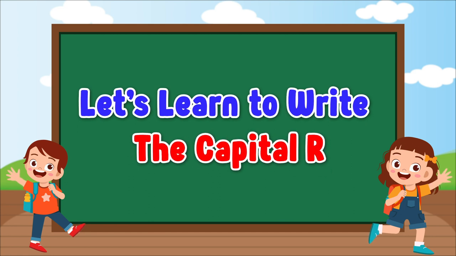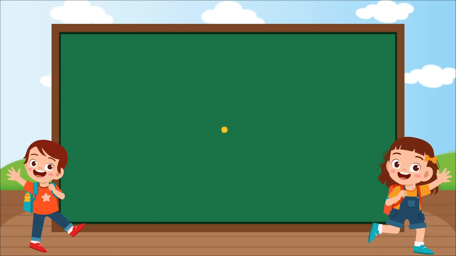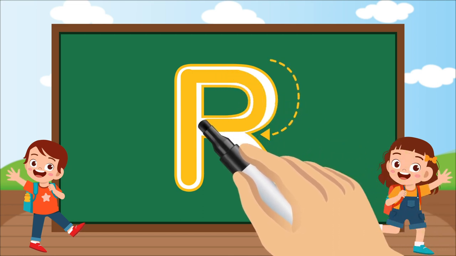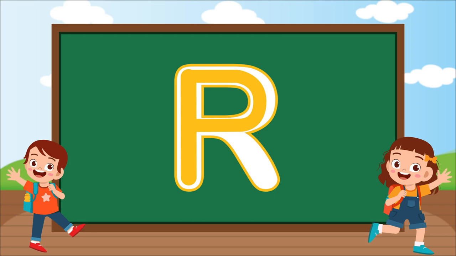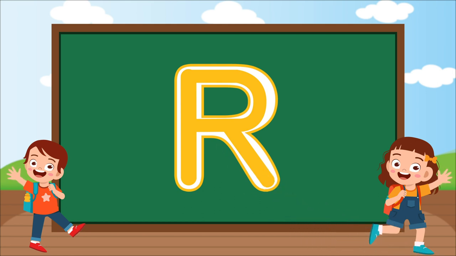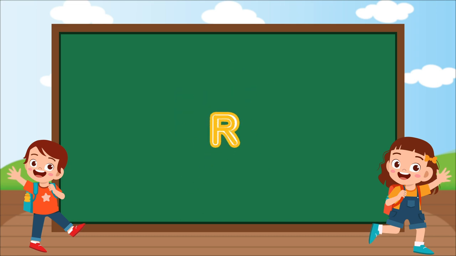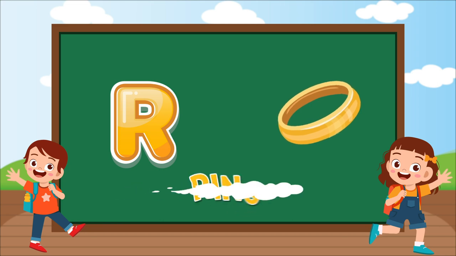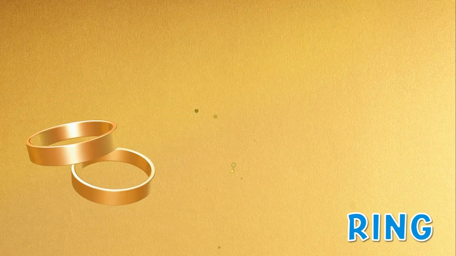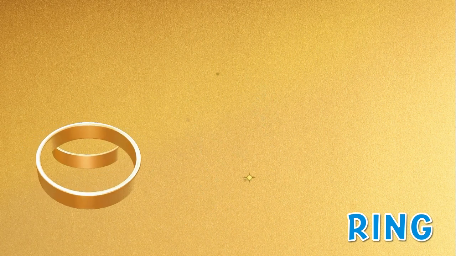Let's learn to write the capital R. First, we will draw a standing line. Then come back to the top and draw a half circle to the middle. At the end, draw a slanting line towards the downside. R is for ring. Ring.